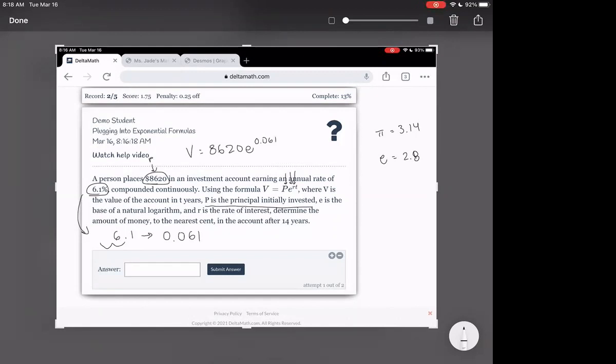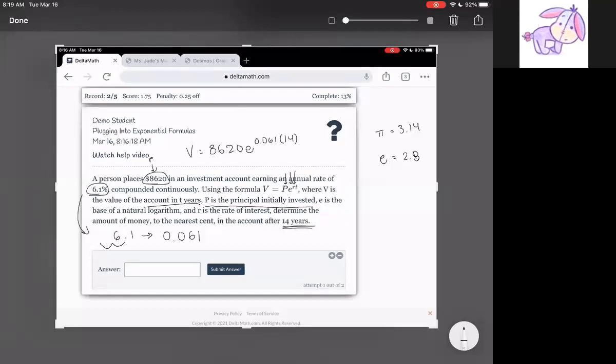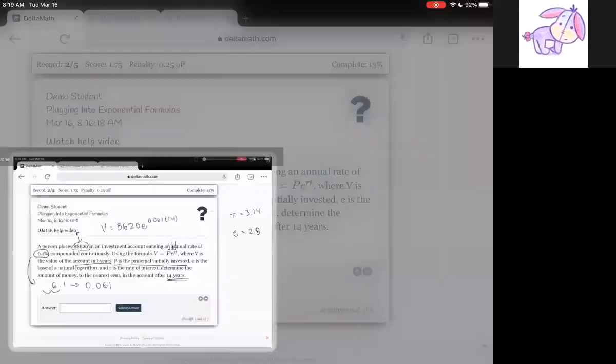And then T is, where does it say? Oh, in T years. So T is the amount of years that we want to plug in. So that would be 14 years. Okay, so this is what we're going to type in to our formula. Before I type it in, are there any questions? And I'll pause the video so you have a chance to ask. All right, let's type this in to the calculator.